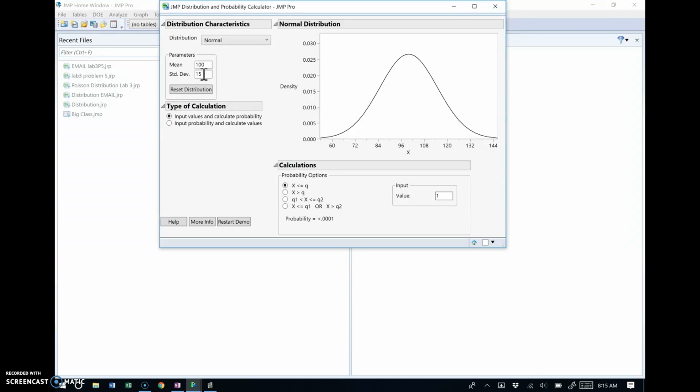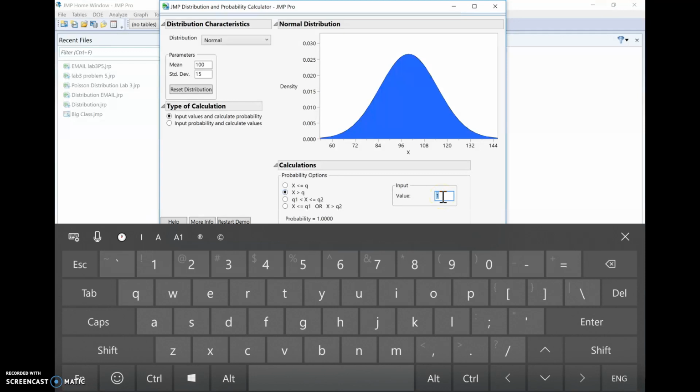Now, we want it to shade greater than or equal to 138. Now, if you look at the choices here, down in the calculations portion, notice there isn't a greater than or equals to scenario. You've got a greater than scenario. Now you might say, okay, well greater than, if I put 138 in here, aren't I not including 138 because that says greater than the value?